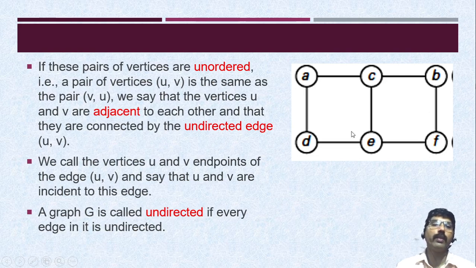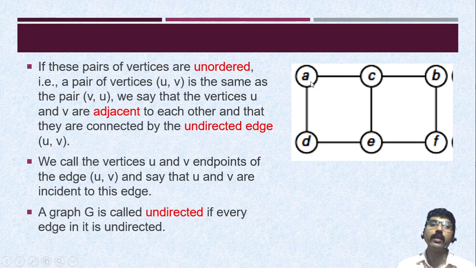Now consider the first one, called the undirected graph. What is the meaning of an undirected graph? If all the edges in the graph are undirected, then such a graph is called an undirected graph. So what is the meaning of undirected edges? Here if you consider this one as U and this one as V, the pair of vertices UV is the same as VU.